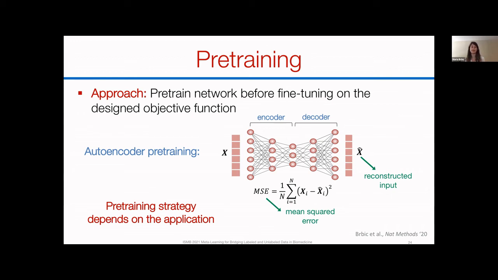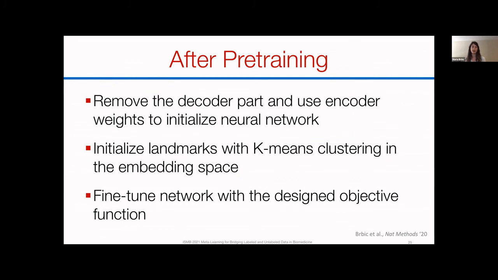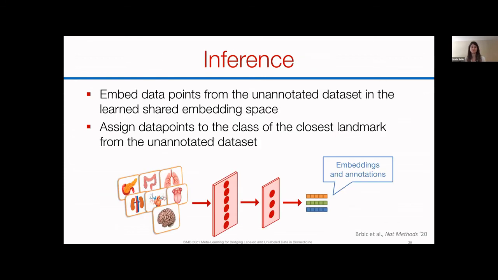And after pre-training, we will remove the decoder part and use the encoder weights to initialize the network. And we will also initialize the landmarks by running k-means clustering in the embedding space pre-trained with this network. And then we will fine-tune the network with the designed objective function. And during the inference, we will embed the data points from the unannotated dataset in the learned shared embedding space. And then we will assign data points to the class of the closest landmark.